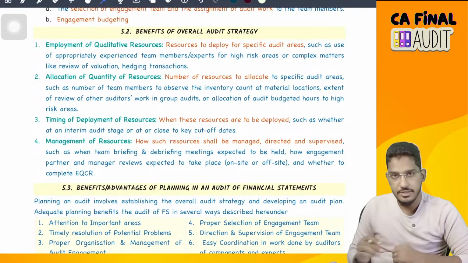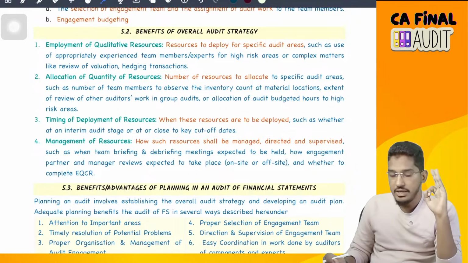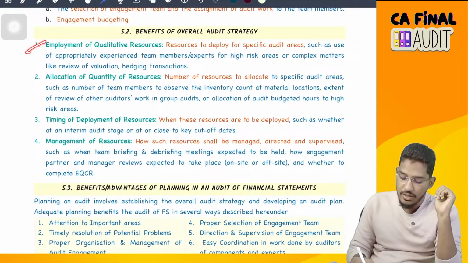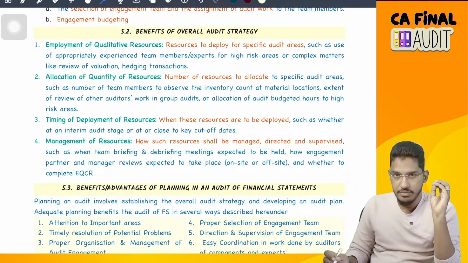Then they say, sir, okay, I will establish the overall audit strategy, but what is the benefit of establishing the overall audit strategy? The standard has told there are 3 benefits for establishing the overall audit strategy. Number 1, you can make better decisions regarding deployment of the qualitative resources.